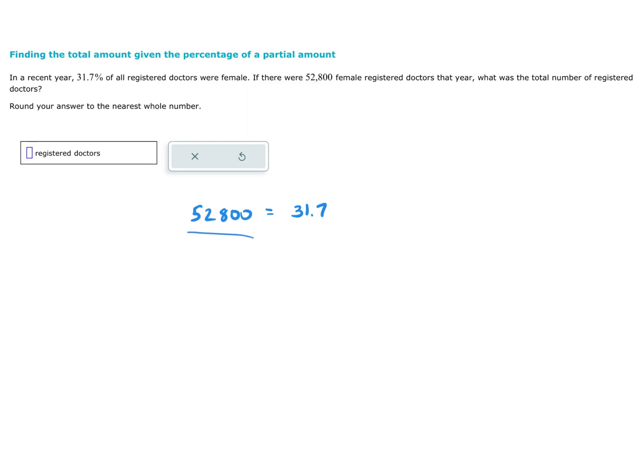We're trying to figure out what the total doctors were, so we're going to put that on the bottom. The top is going to be the female doctors, but we know the total is going to be 100%. So just like before, we're going to cross multiply. We have 31.7 times x, or 31.7x, and then 52,800 times 100. That would be 52,800, but then we need to multiply by 100, so 2 more zeros. So that becomes 5,280,000. To get x by itself, we need to divide by 31.7 on both sides.